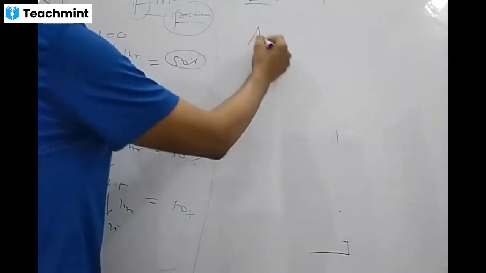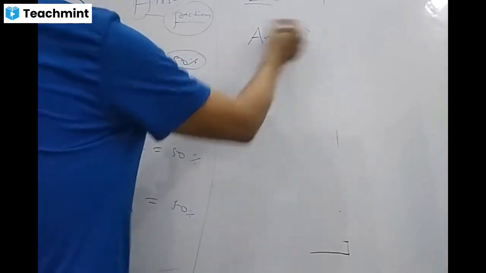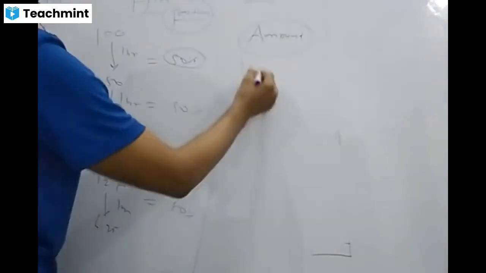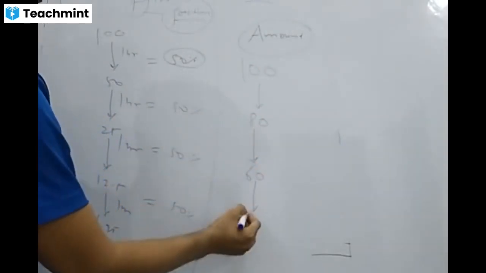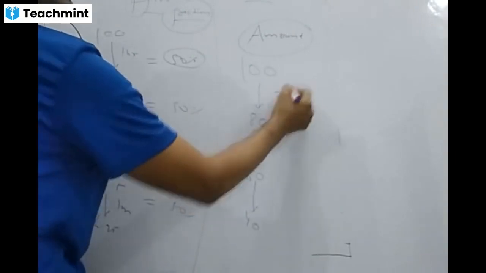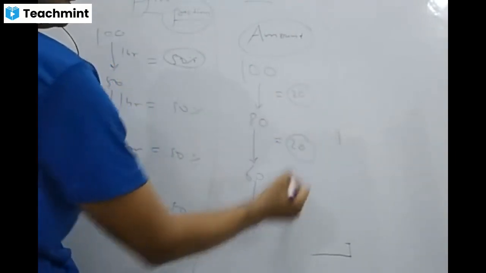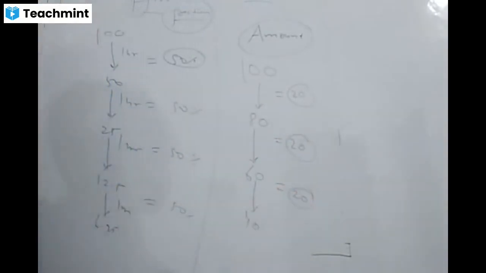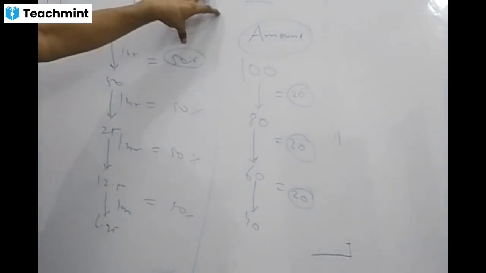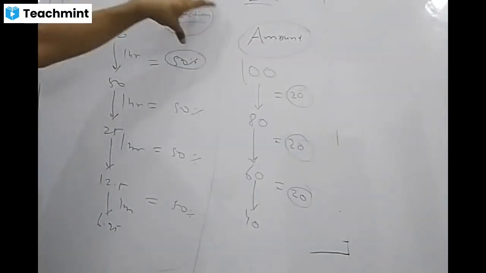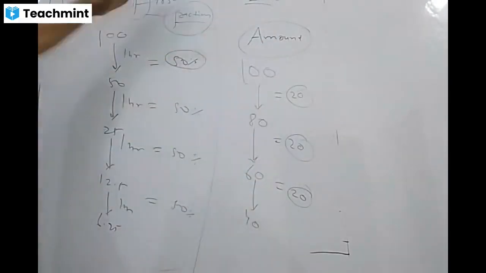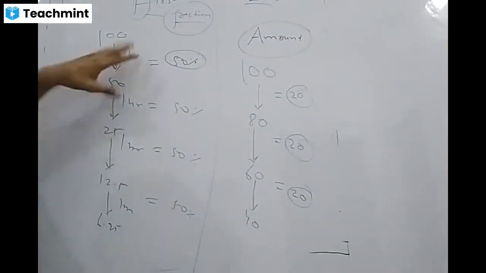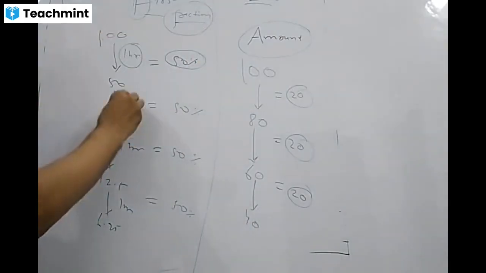But in case of zero order kinetics, what is constant? Amount. Suppose this is 100, then 80, then 60, then 40. So every time 20 is removed. So this is the meaning of constant fraction. So we call first order kinetics constant fraction kinetics, and in zero order, a constant amount is eliminated per unit time. What is that unit time? Maybe 1 hour.